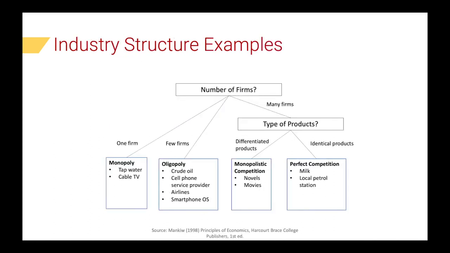Here we see examples of industry structures. A monopoly is one firm, for example, a cable company in the area, like Comcast or something like that, or your water company. An oligopoly is when you have just a few firms, such as cell phone providers or airlines. In monopolistic competition, we have differentiated products, such as movies and novels and all sorts of things. On the other hand, in perfect competition, we have identical products, such as the different companies that sell milk.